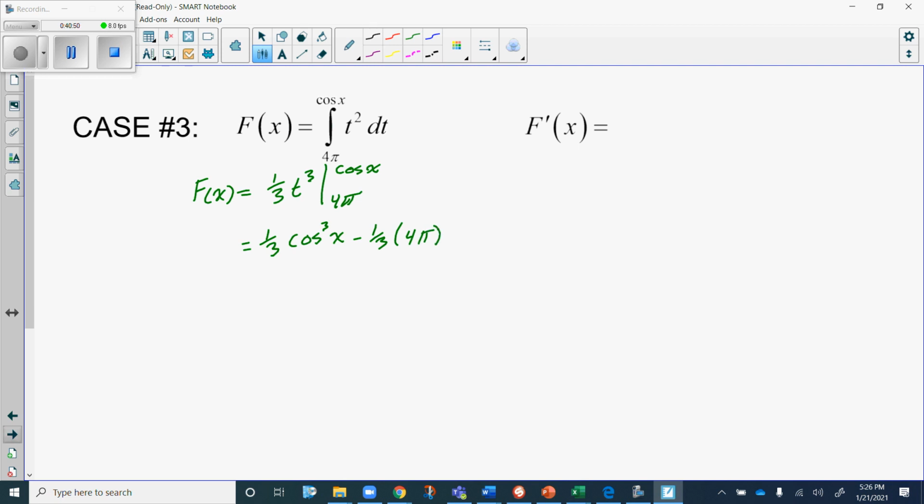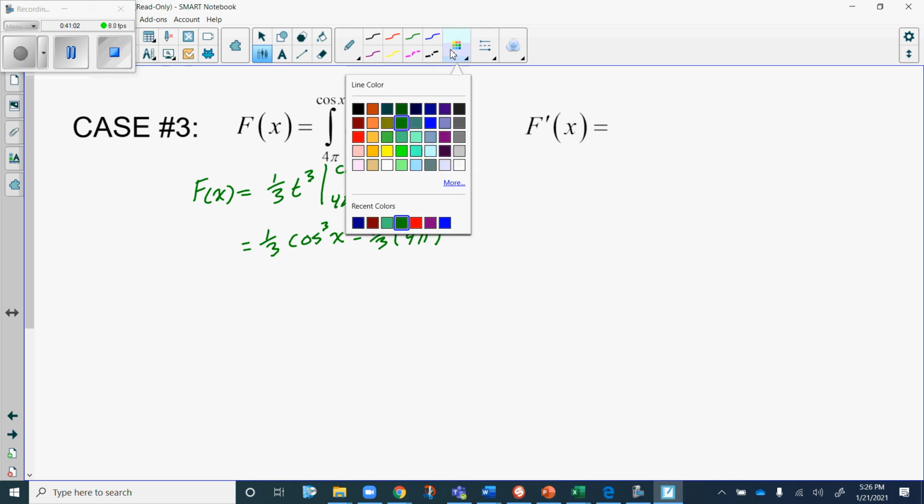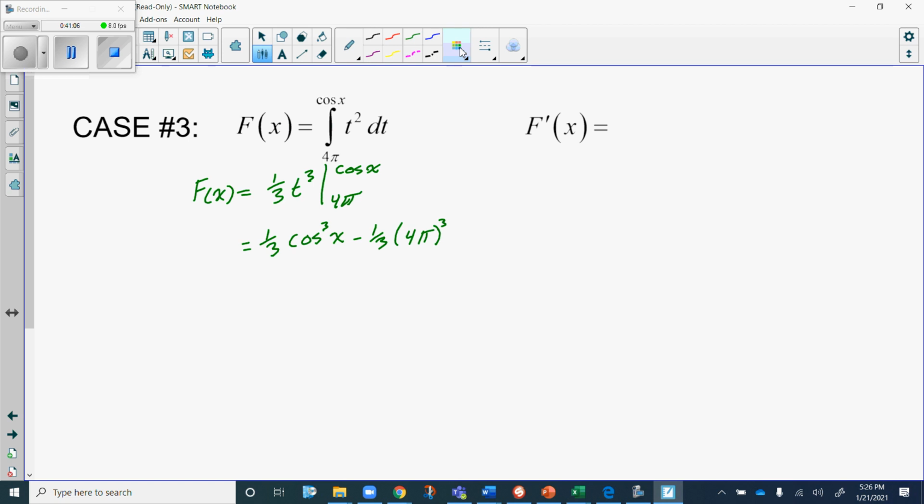4 pi cubed. So that's the expression that we would have. Now you could simplify the value on the right, but I'm not going to bother with it because again, at this point, we were checking what is the derivative of the antiderivative. So here I'm going to say the derivative of the antiderivative based on what we have.